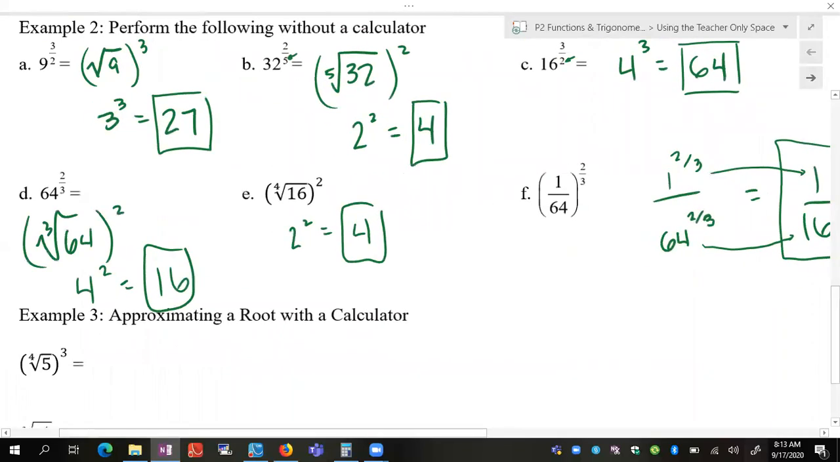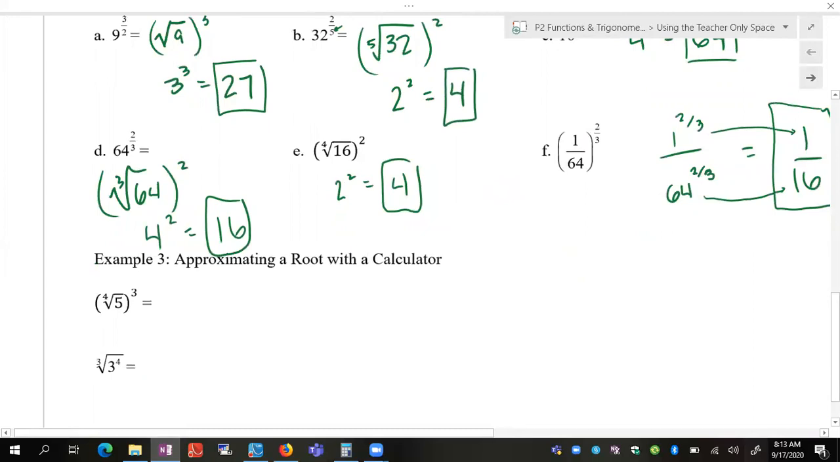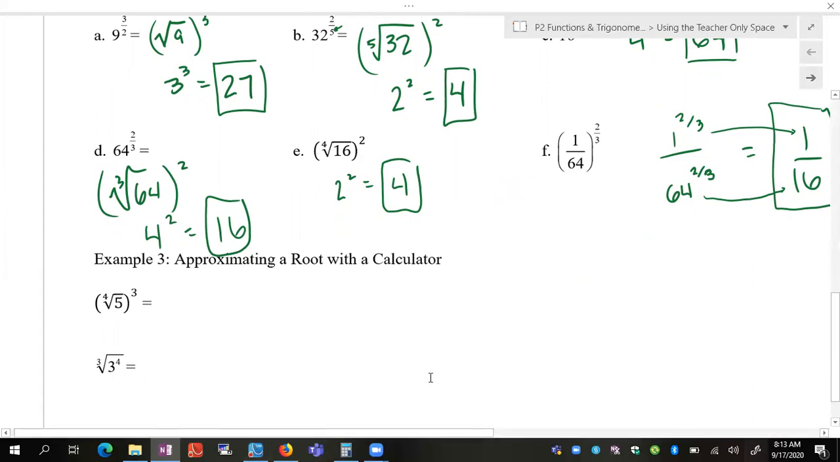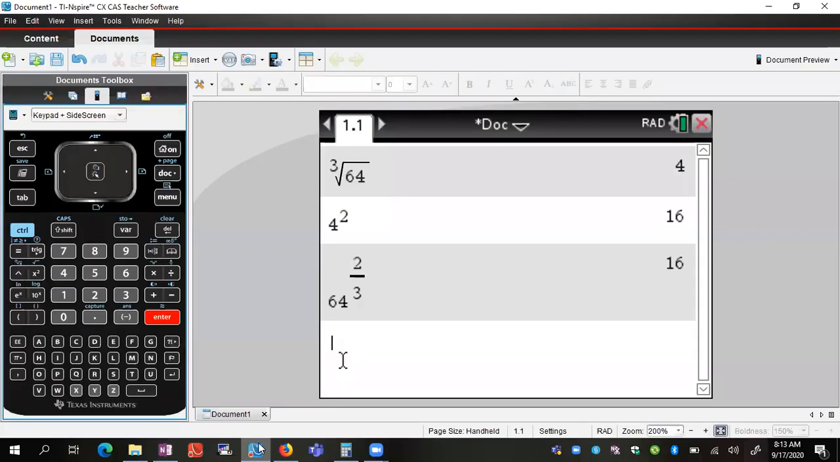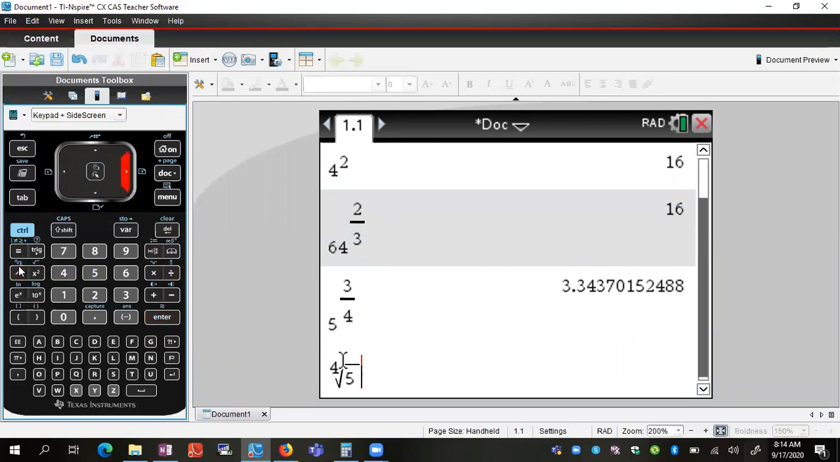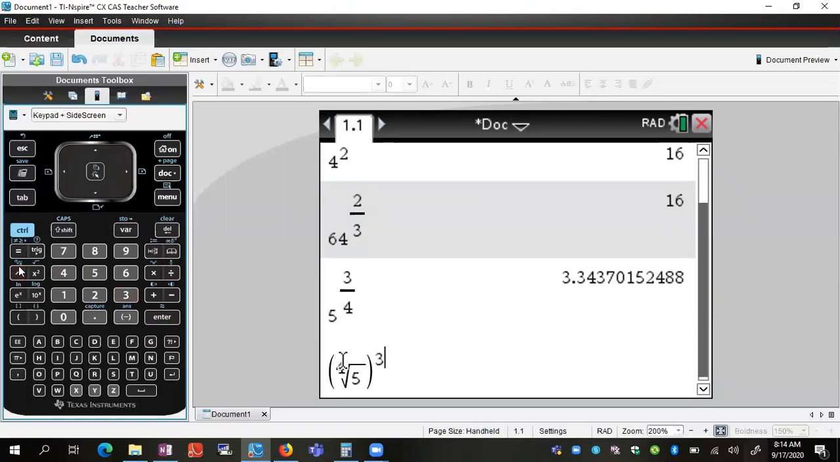We could also estimate these examples here with a calculator. So 4th root of 5 cubed, I could just type it in that way, or I could actually recognize, well, it can be rewritten as a fractional exponent where the power is 3, so that's the numerator, and the root is 4. So I get the same answer if I type this into the calculator either way. So if I do 5 to the 3/4, I get that. Or if I do the 4th root of 5 and then cube it, I get the same answer.